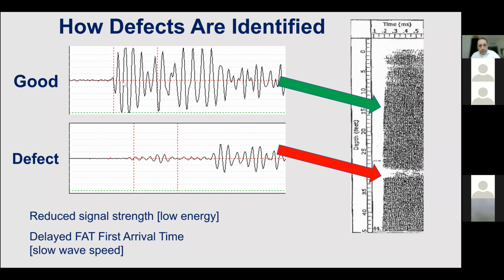How do we identify defects? If you have a good signal, good strength, there's no delay in the transmission. So when you superimpose them on top of each other, this is the sign you see. If there's a delay due to low strength, an occlusion, or necking, this is going to create a gap in the data. Here you can easily detect there's a delay and something wrong.